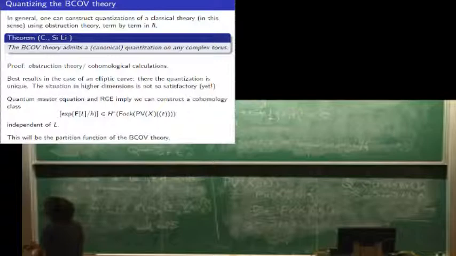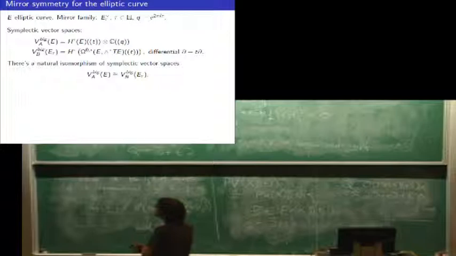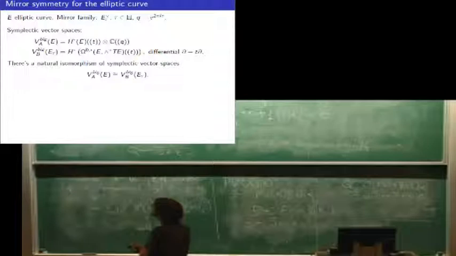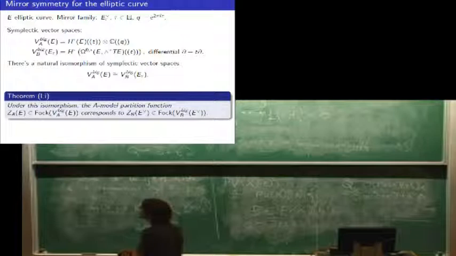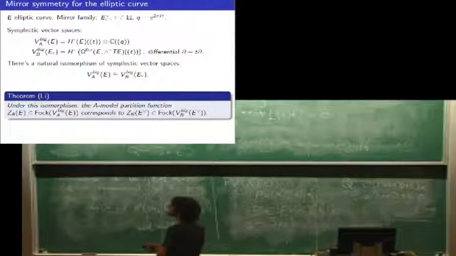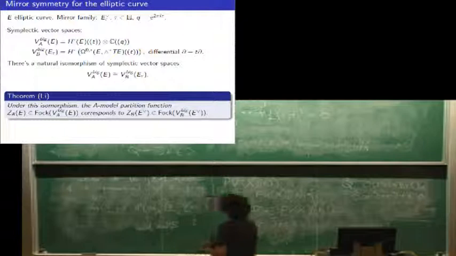Okay, so the cool thing that we prove is that mirror symmetry holds for the elliptic curve in this context. So here we have our two symplectic vector spaces. One is just the cohomology of the A model elliptic curve. The other one is the polyvector fields of the B model elliptic curve. And both of them involve Laurent series. And there's some very simple way to identify them, one with the other. And what happens is, well, we saw the A model partition function was the generating function of Gromov-Witten invariants, and this becomes precisely this state in the Fock space. Okay, so in the last few minutes, I'd like to say a little bit about how we prove this.